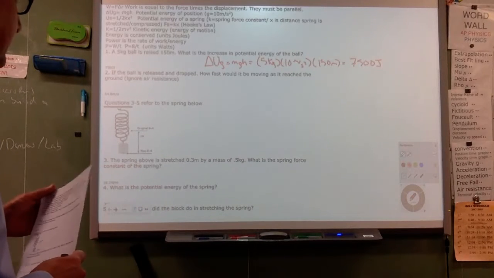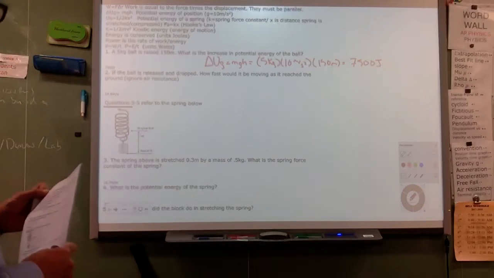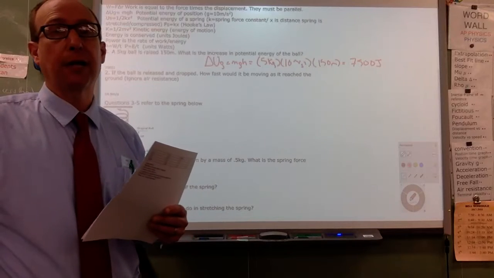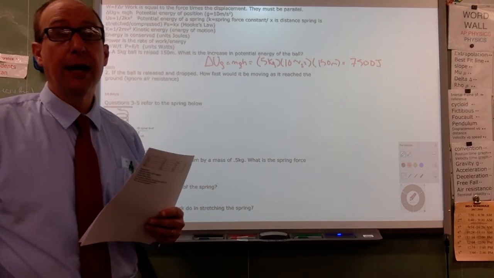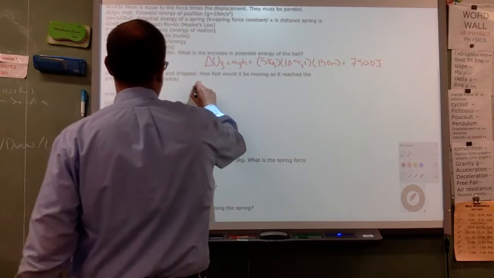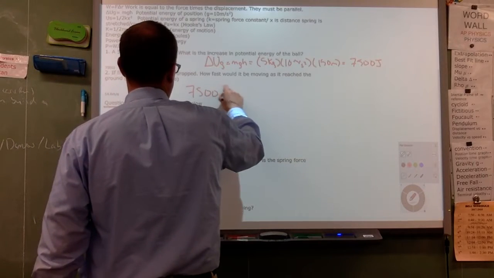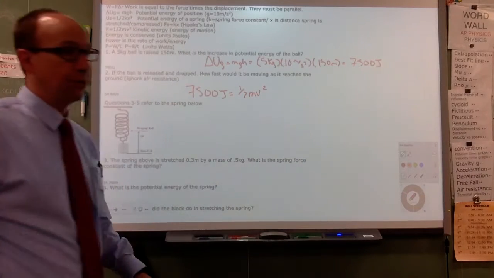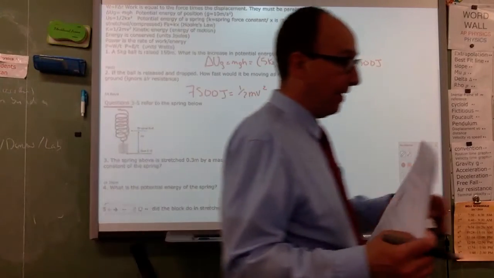If the ball is released and dropped, how fast would it be moving as it reached the ground? So if we're saying there's no air resistance, we're going to say that all of that potential energy would become kinetic energy. And we want to find out what speed it would achieve. So I would say that 7,500 joules would be equal to kinetic energy, which we're saying is 1/2 mv squared.